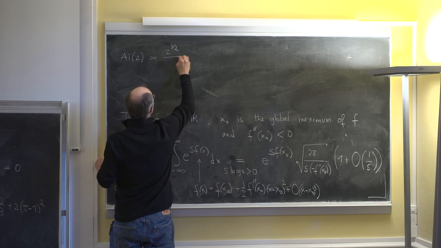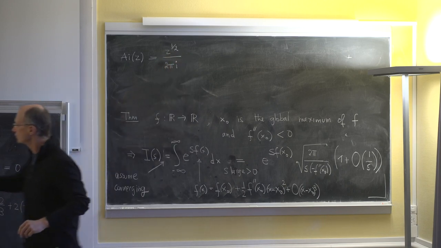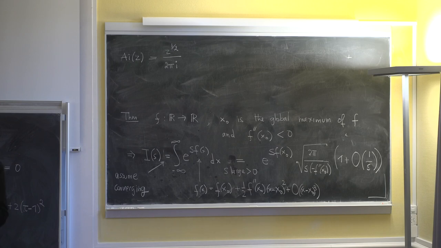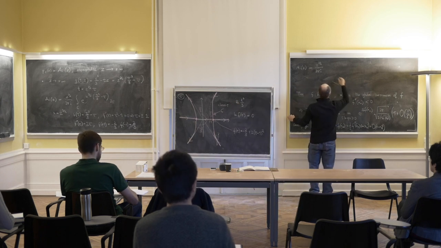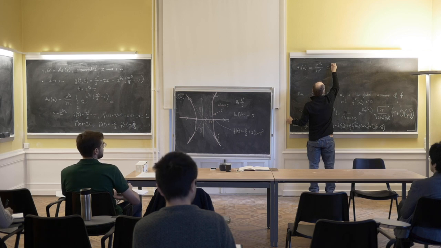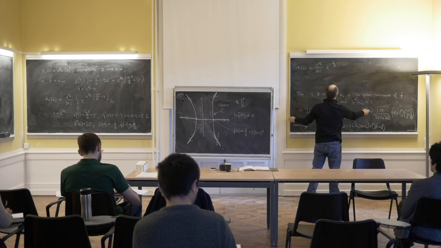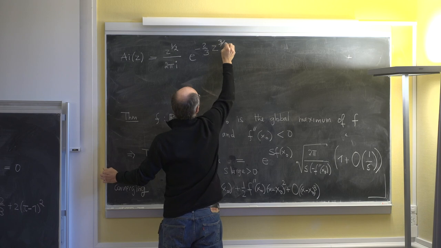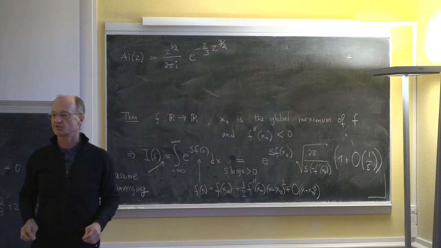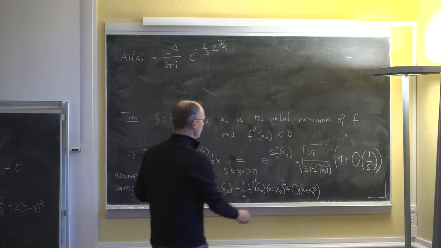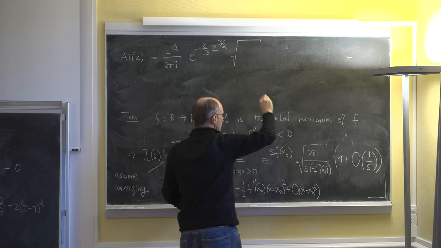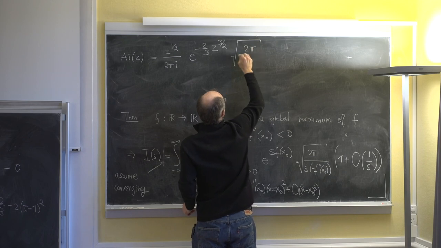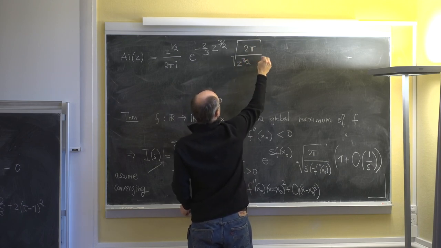So we have z to the power 1/2 over 2 pi i. That's the factor in front of the integral. Now, this should be the exponential factor. So this will be exponential of what? Of minus 2/3, that's the value of f, times the parameter, this is z to the power 3/2. So that's the s. Now comes that factor. That's the square root of 2 pi over z to the power 3/2.